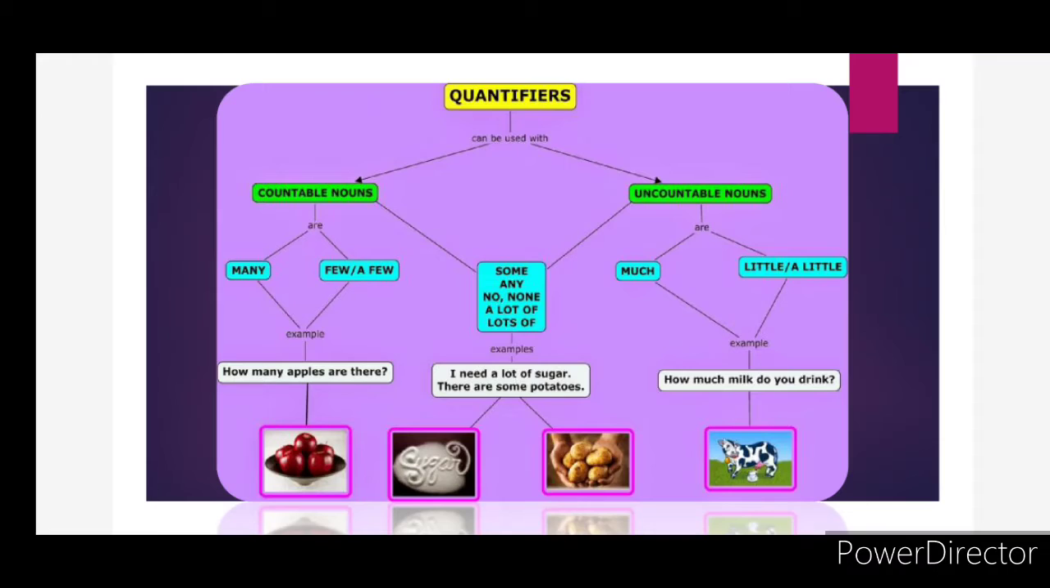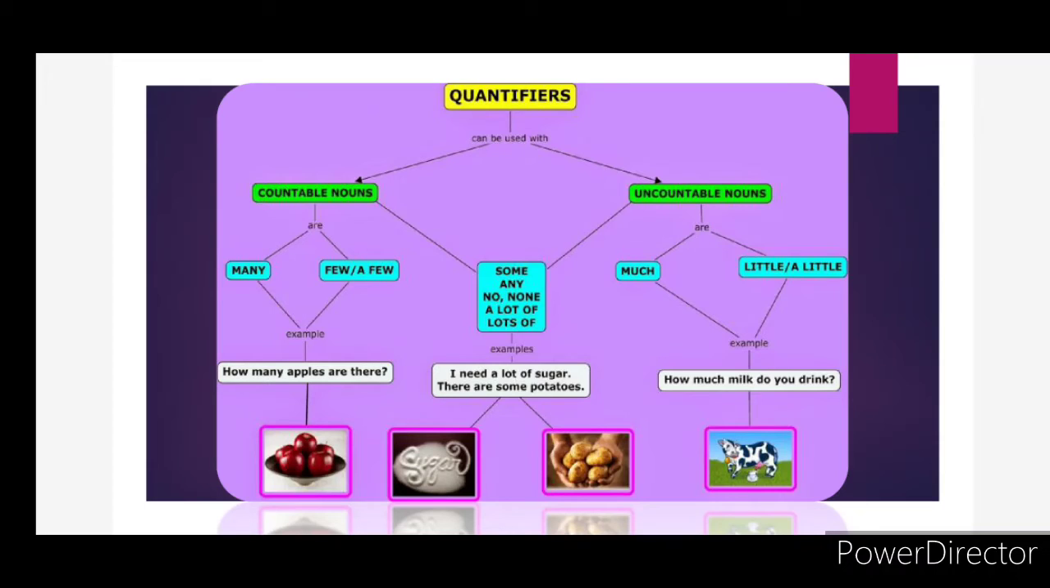Quantifiers can be used with countable nouns as well as uncountable nouns. Many, few, and a few come under countable nouns. For example, how many apples are there? Some, any, no, none, a lot of, lots of. For example, I need a lot of sugar. There are some potatoes. These can be placed under both.